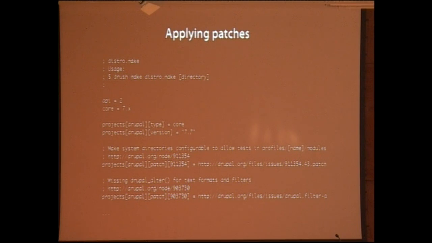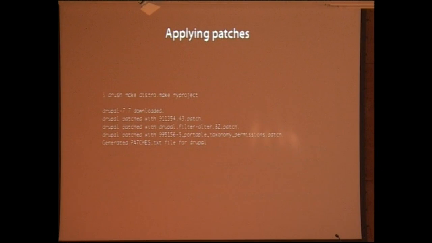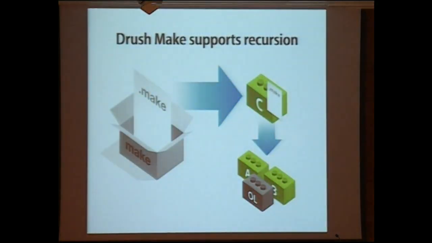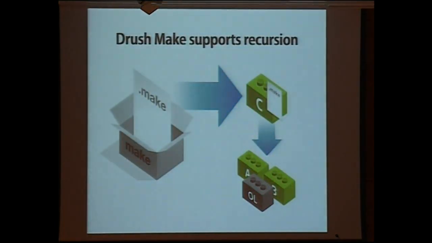So you have full traceability of patches and their workflow and everything. This holds for modules too. This is just an example for Drupal core, but it would be exactly the same for a module. Then it supports recursion. And this is an extremely powerful tool. Basically, every time Drush Make downloads something that contains a Makefile, it will parse and run it.